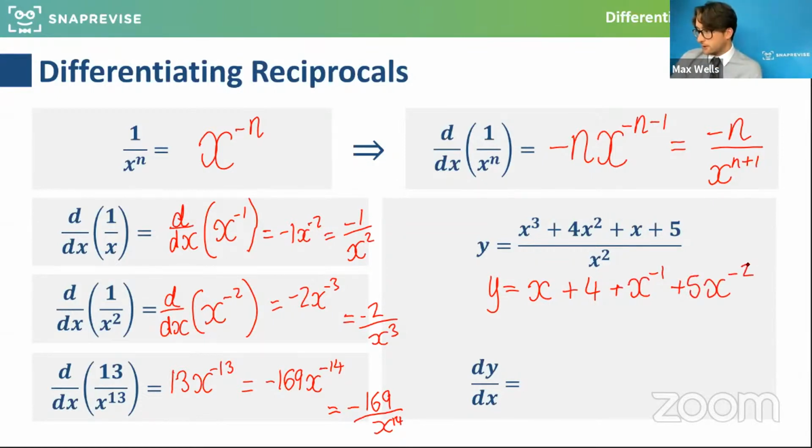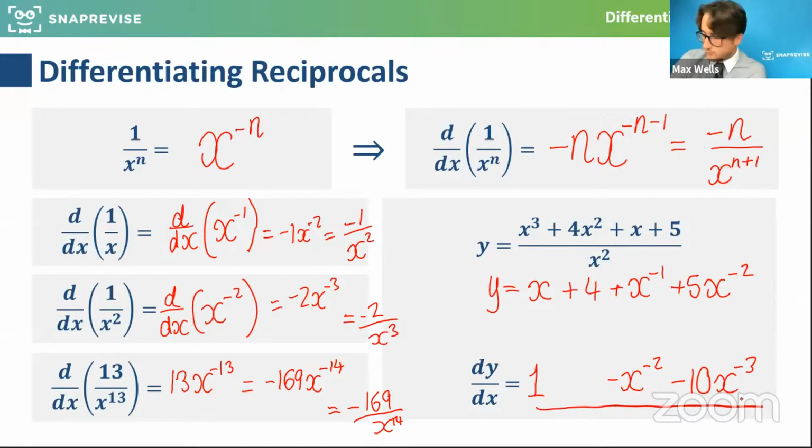Now it's ready to go. So let's do that. The x differentiates to 1, the 4 goes, so you can actually leave that bit, minus x to the minus 2, minus 10x to the minus 3. So that's what we got. That is the derivative. That is the gradient function of this thing. Okay. So it was worth looking at negative indices because, of course, we could have that. We could have worse. And that's what we're going to look at now.